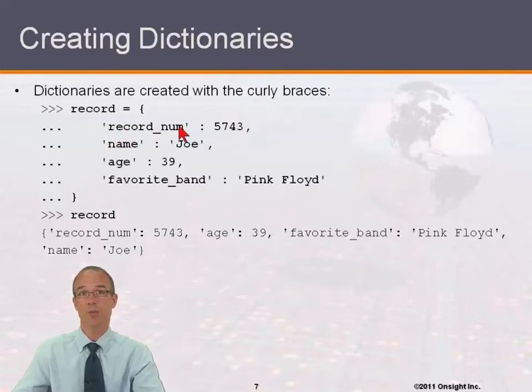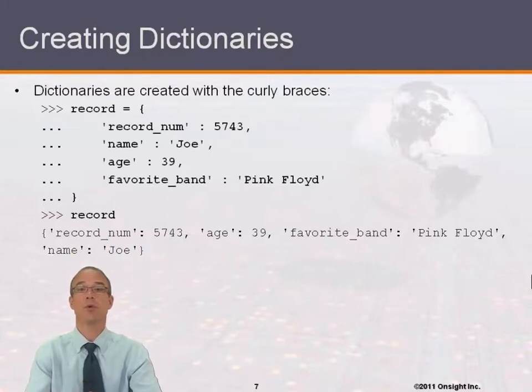So we have the string record num, colon, value, comma, string name, colon, Joe, comma, string age, colon, 39, comma, string favorite band, colon, Pink Floyd. And that's how we assign the dictionary. Now notice when we take the dictionary's value, the curly braces denote it's a dictionary. And if you'll notice, the order is different. When we created it, the order was record num, name, age, band. Here it's record num, age, favorite band, name.